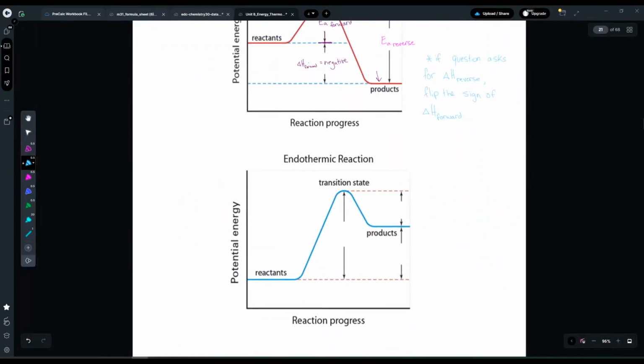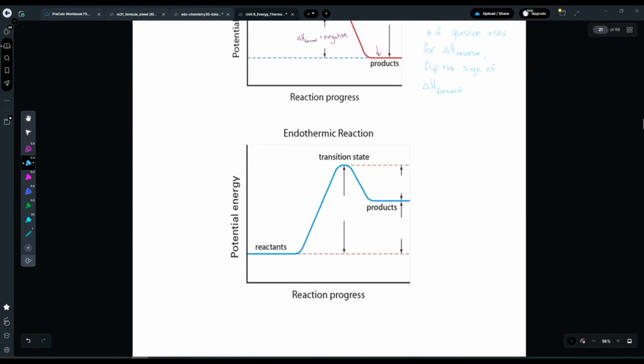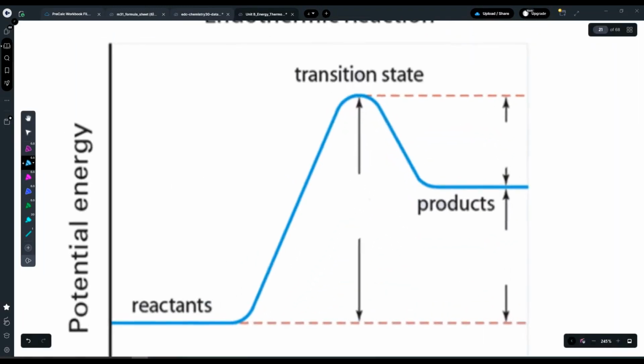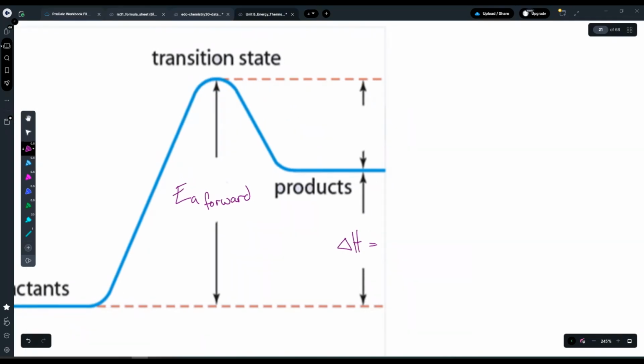Okay, so the first one was an exothermic reaction. Now let's label the same for the endothermic reaction. The difference between the top of the hill and the reactants is going to be our activation energy for the forward reaction. The difference in potential energy from the products to the reactants is just your change in enthalpy. A reminder that your change in enthalpy for endothermic reactions is going to be positive. So that's for the forward reaction.